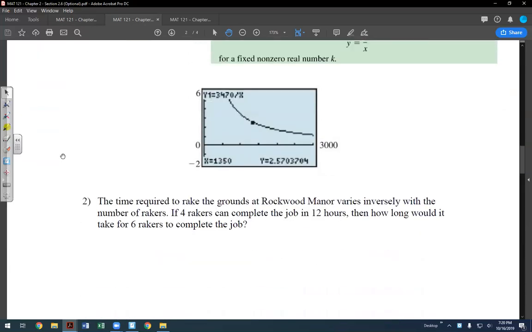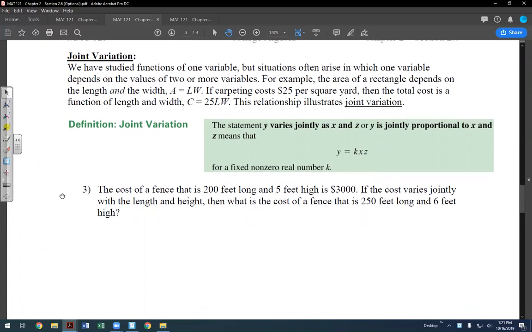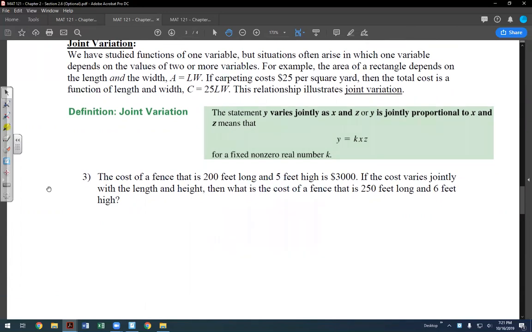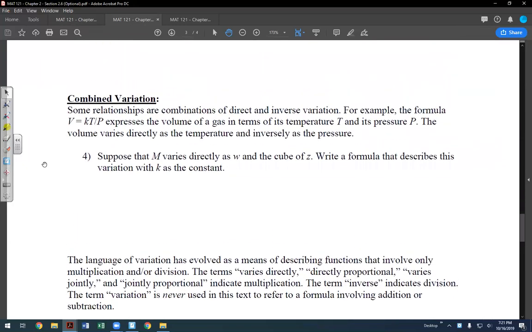And then of course you also have other variations like joint variation, where you will have more than 2 variables. So in this case, we're actually saying your one variable is depending on 2 more values. In this case, we're talking about the length and the height, but you can think about the area of a rectangle, right? Length and width is going to help you with the area. So here we're talking in terms of the cost of the fence being based on how long and how high it is going to be.